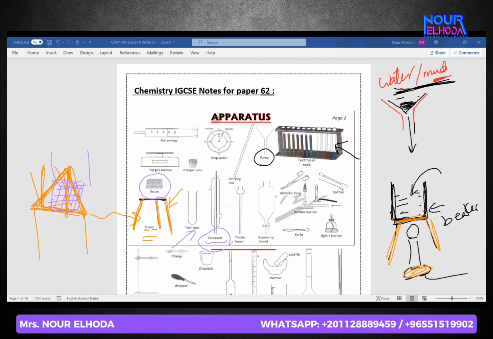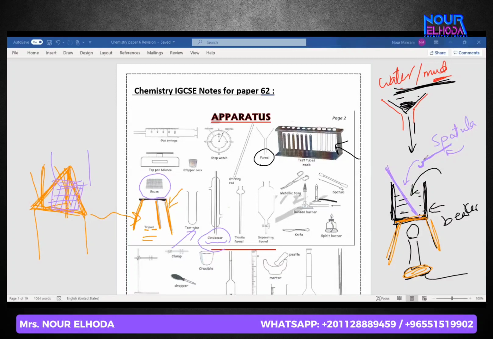If I want to add some salt, what am I going to use to add the salt? And what am I going to use to stir the salt? For adding, a spatula, and for stirring it, the glass rod. The glass rod. Thank you. This is called a spatula. It looks like a spoon. It looks like this, a rod with a spoon shape at the end. This is called a spatula.